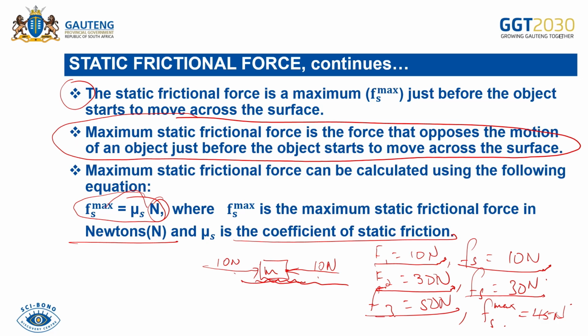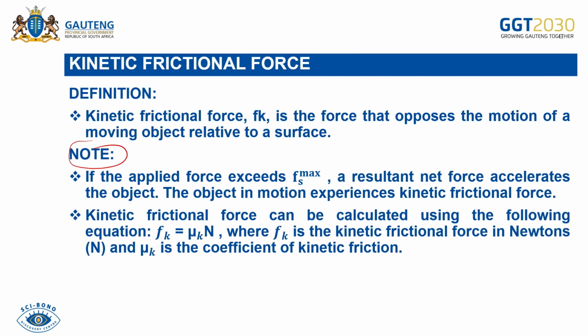So I'm applying a force of 50 newtons, and then the object starts to move. But there is that frictional force just before an object will start to move. So if you apply a force that will be greater than the static frictional force, the object will start to move. And then just before an object will start to move, we talk about the maximum static friction. Then how do we calculate the kinetic frictional force?